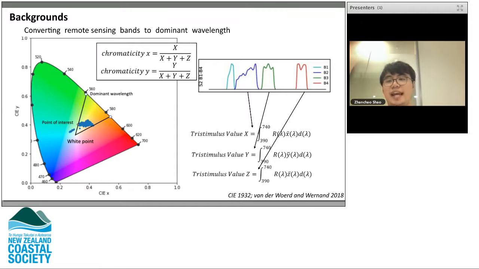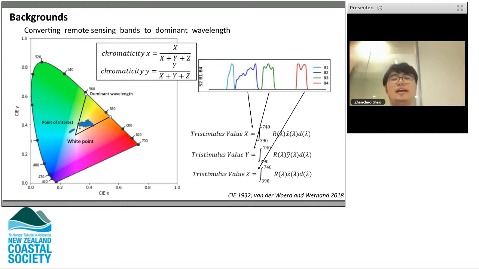So in order to calculate the dominant wavelength, we also have to introduce the chromaticity coordinates. The chromaticity coordinate pairs can determine the location of the point of interest in this horseshoe chart. The definition of the dominant wavelength here is the intersection of the line joining from a white point to the point of interest at the border of this horseshoe chart. So for example, the dominant wavelength of this point is about 561 nanometers.